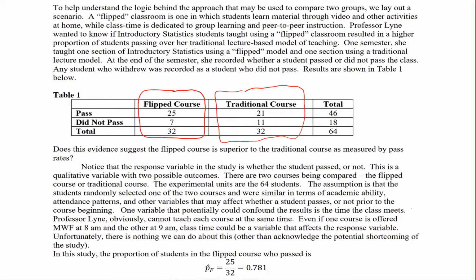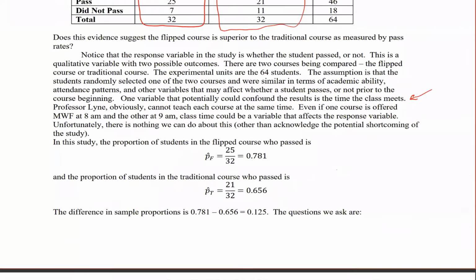It is worth pointing out that there is a potential confounding variable in here, and that's time of class. You can't do anything about that. Okay, so even if one course is offered at Monday, Wednesday, Friday at 8 a.m. and the other at 9 a.m., class time could be a variable that affects the response variable. We just have to acknowledge that there's nothing that we can do about it.